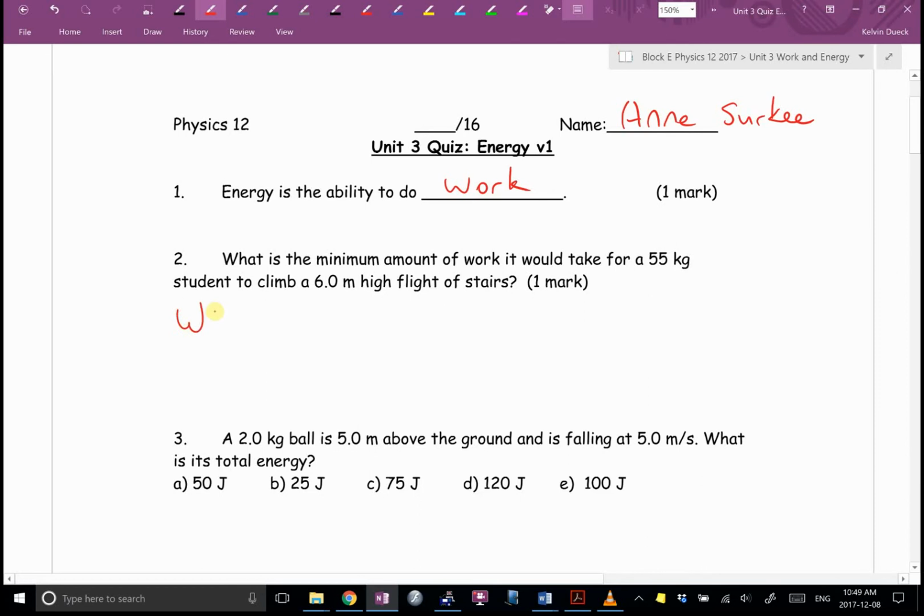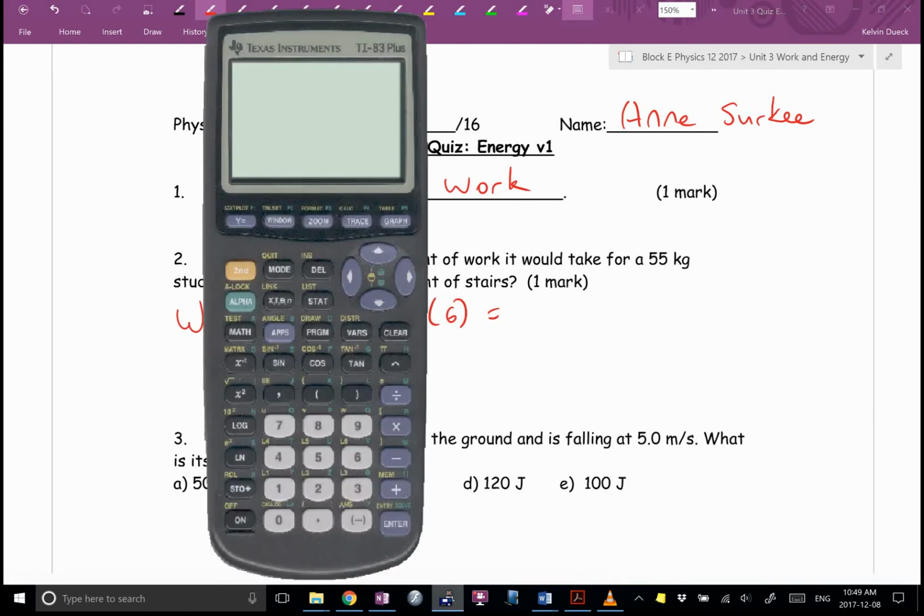Well, then the work would be force times distance. But when you're climbing stairs, when you're lifting, we said the force that you're exerting is always equivalent to gravity. So our shortcut was mgh. So it's going to be 55 times 9.8 times 6.